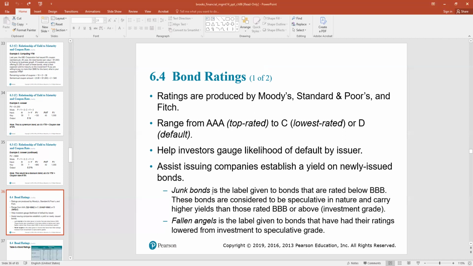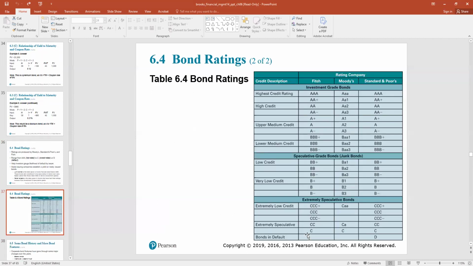So we have junk bonds. They are a label given to bonds that are rated below triple B. These bonds are considered speculative in nature and carry higher yields. So the more risk, the more compensation you will get for it. For triple A rated, you will get less compensation. And there are fallen angels, a label given to bonds that have had their ratings lowered from investment grade to speculative. Let's say it was triple A, then it fell to below triple B. They are called fallen angels.